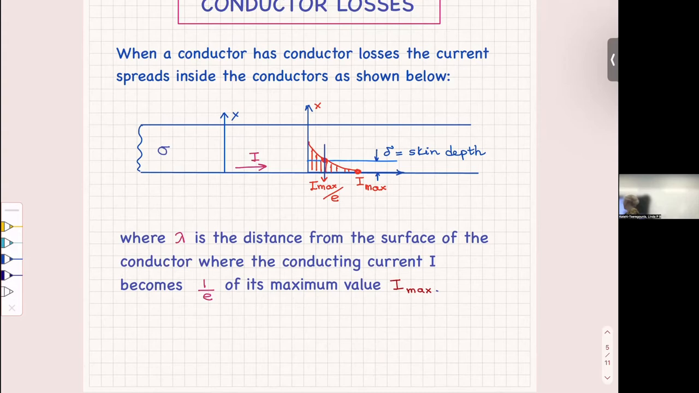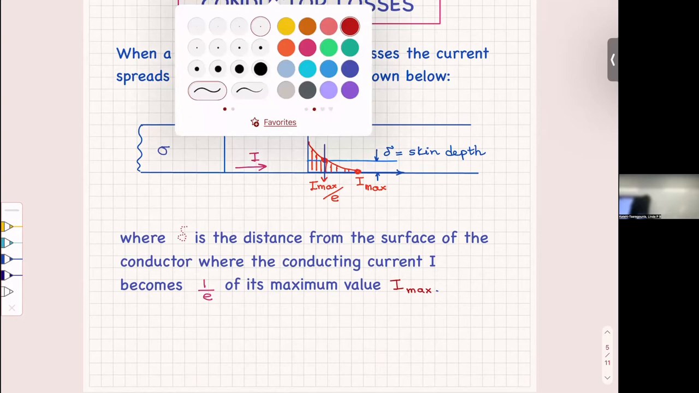So I said lambda, but it should be delta. I will correct it on the spot. I don't know why I wrote lambda. And every time I will upload this again, because I may write some more things. All right, now.